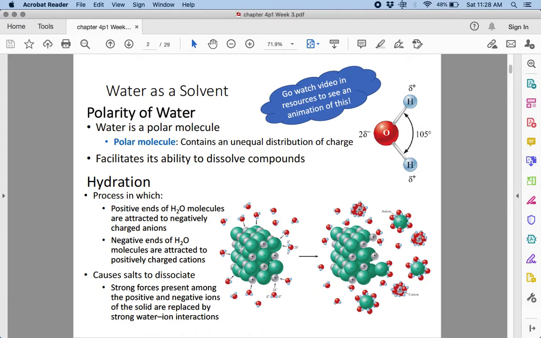So we're going to use an ionic compound here for our example. The example that's in that animated video is table salt. So we'll pretend that this is some table salt, okay? So that's NaCl. The gray balls are the Na and the green balls are the Cl.